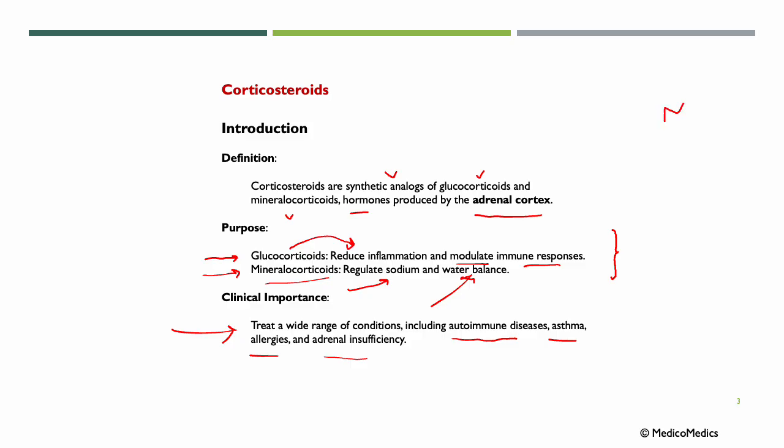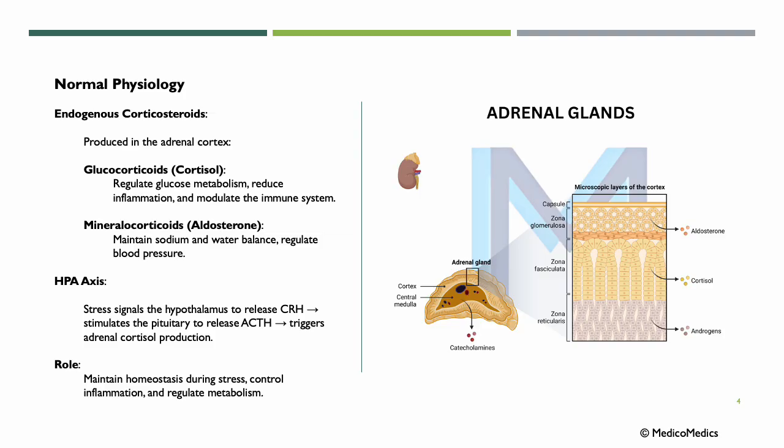Now, normally, your body uses these hormones to manage stress, control inflammation, and maintain balance in processes like fluid retention, for example, or metabolism. Now, what corticosteroids do is they amplify these effects, making them essential for treating these different types of conditions, as mentioned here. Now, let's dive a little bit into the normal physiology and the structures involved. Now, let's start with the normal physiology of corticosteroids, focusing on the endogenous hormones produced by the adrenal cortex.